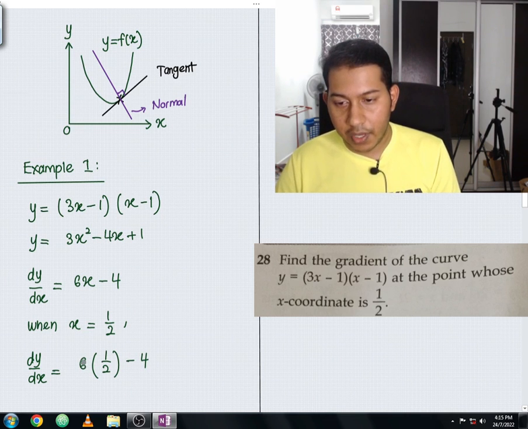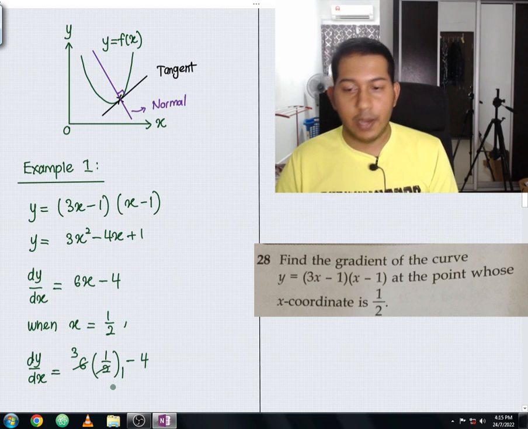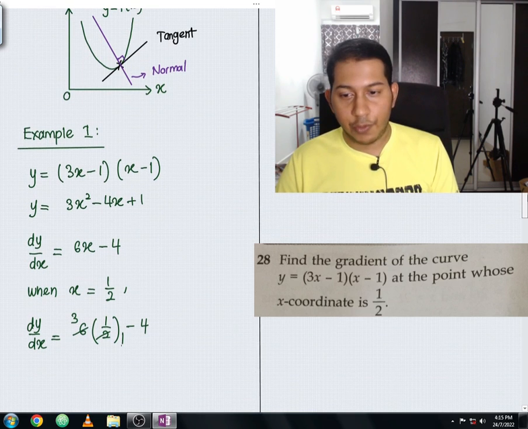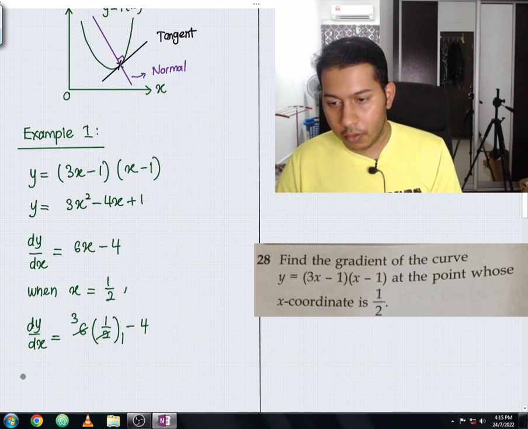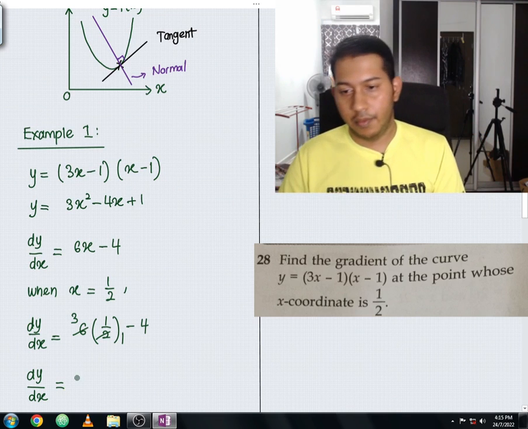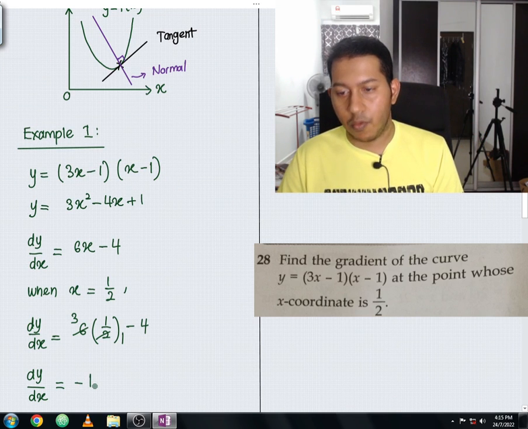So from here your 6 will get simplified, become 3. The 2 will get simplified, get 1. So you are only left with 3 minus 4. 3 minus 4 is negative 1. So from here your dy over dx, or in this case the gradient of the curve, is equal to negative 1.